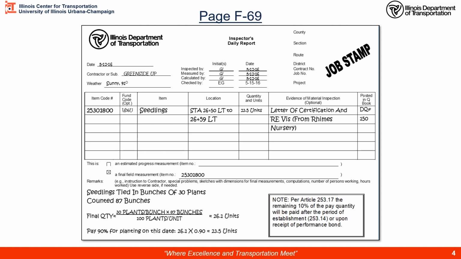This is per article 253.17, and the remaining 10% will be paid upon the establishment period being successful. And the other alternative is that the contractor provides a performance bond, whereas upon providing that bond, you can give them full pay for these units.